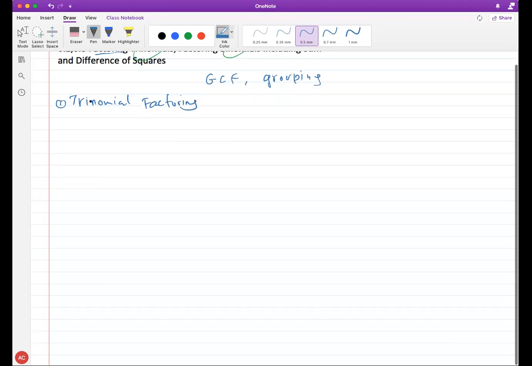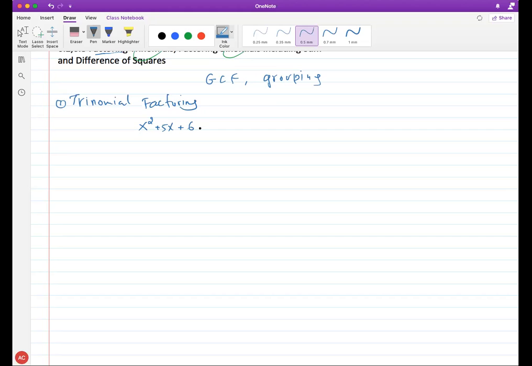As you know, how many terms are in a trinomial again? Three terms. That's right. A trinomial has three terms. So we're going to be using something like this. It's x to the second plus, for example, 5x plus 6. Okay, so that's a trinomial. And as you can see, we have three terms.